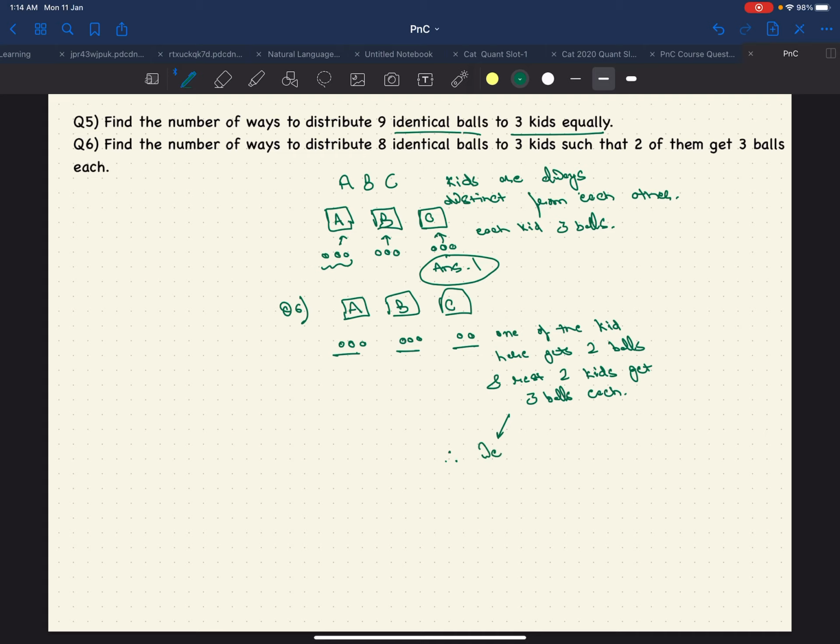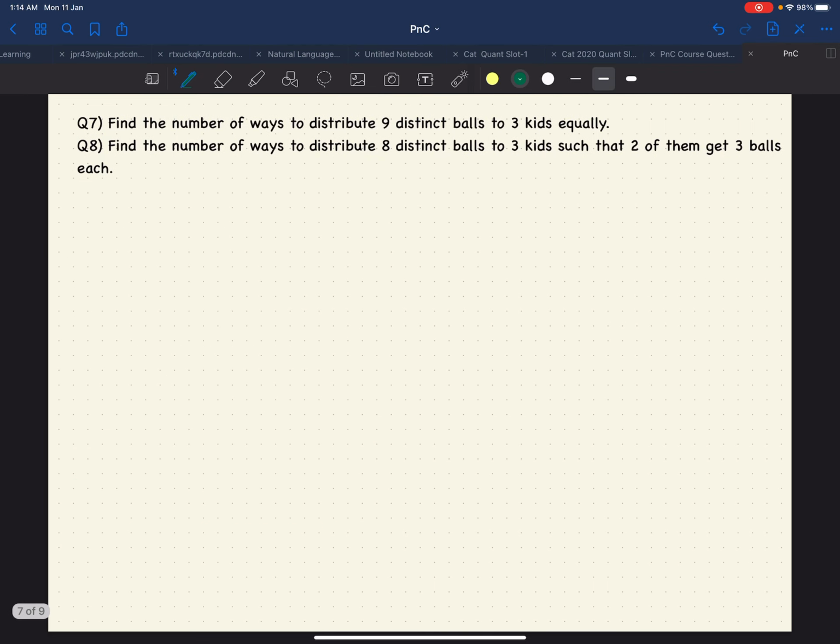Therefore, we are to select one kid who gets 2 balls. Therefore, total ways to do so would be 3C1, which is 3. So 3 is the required answer here for problem 6. Okay, looking at the next question now, question 7. Find the number of ways to distribute 9 distinct balls to 3 kids equally.